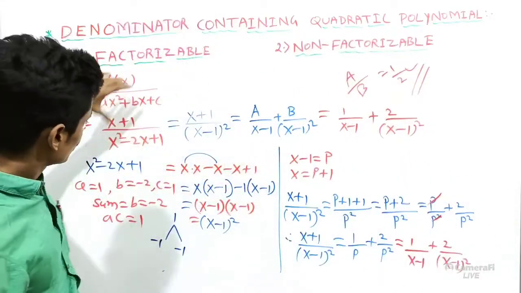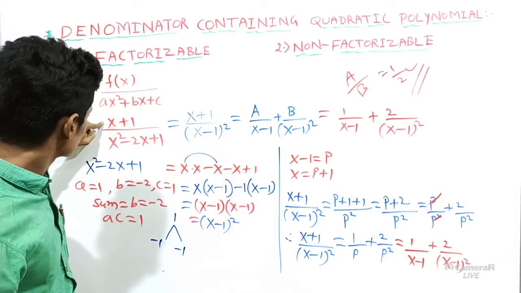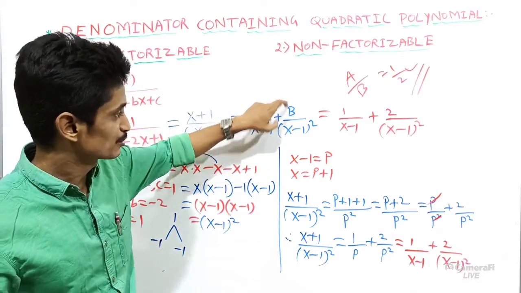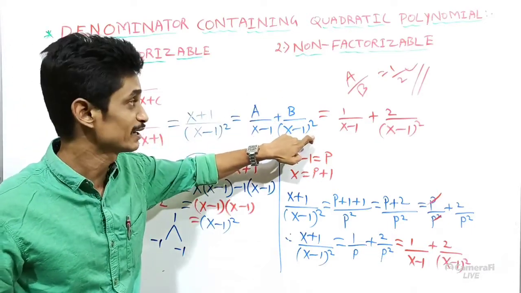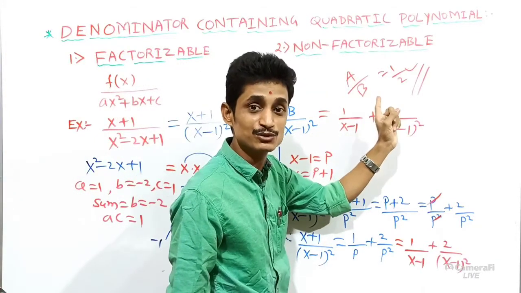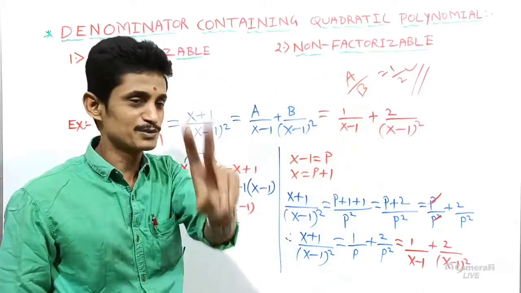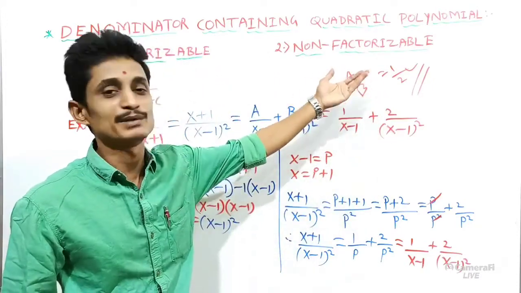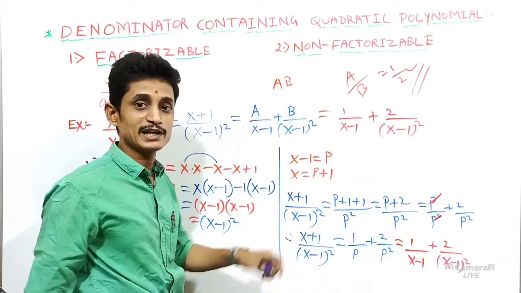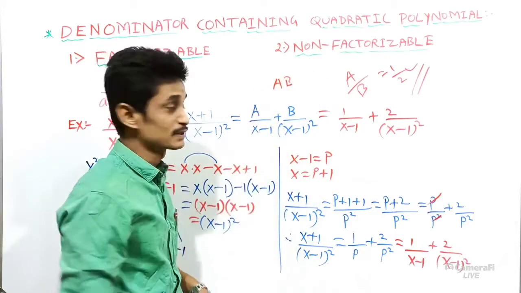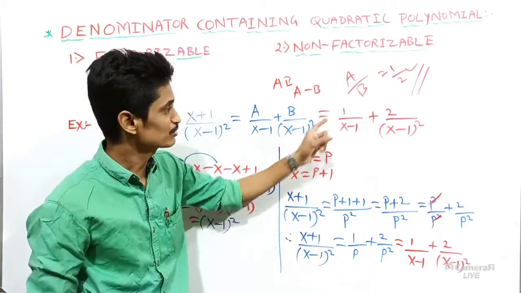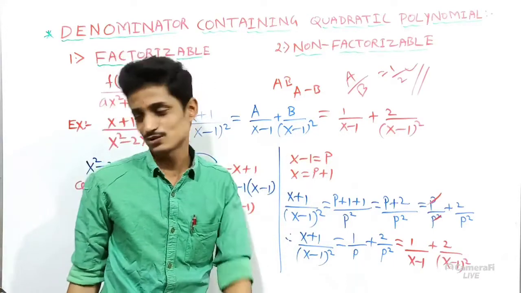Just keep in mind, this is the question we will give in bridge competitive exams: x plus 1 divided by x square minus 2x plus 1 is equal to a divided by x minus 1 plus b divided by (x minus 1) whole square. Then our question is, the value of a divided by b is, option number 1 is 1 by 2, option number 2 is 2, option number 3 some other option also we will give. Or sometimes we will ask the question like this: what is the value of a into b? 1 into 2 will be 2. Or sometimes we will ask, what is a minus b? At this time your answer is 1 minus 2 is equal to minus 1.